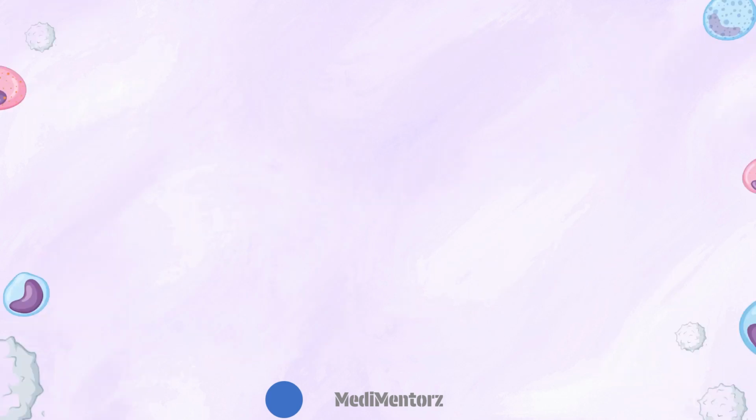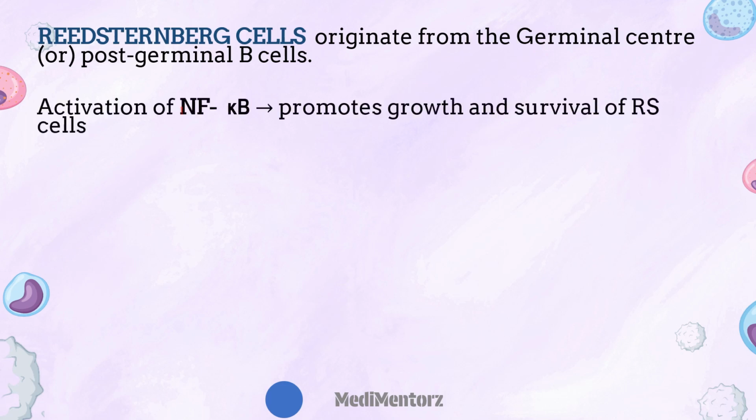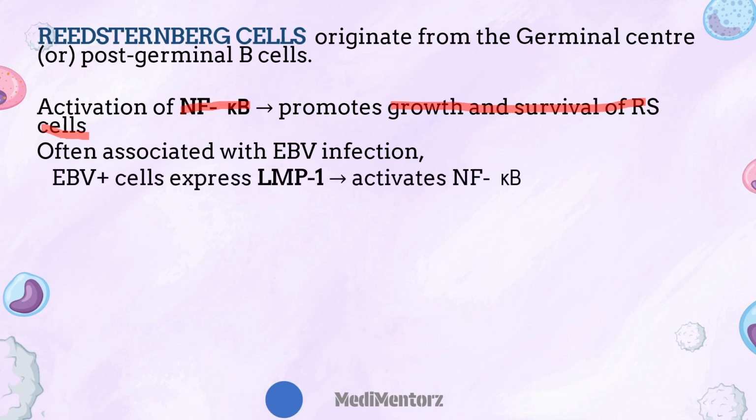We already saw that Reed-Sternberg cells are the characteristic of Hodgkin's lymphoma. They originate from the germinal center or post-germinal B cells. There is activation of nuclear factor kappa B, which promotes the growth and survival of Reed-Sternberg cells. This Hodgkin's lymphoma is often associated with Epstein-Barr virus infection. In cells infected with Epstein-Barr virus, there is expression of latent membrane protein 1, which activates nuclear factor kappa B, which further promotes the growth and survival of Reed-Sternberg cells.